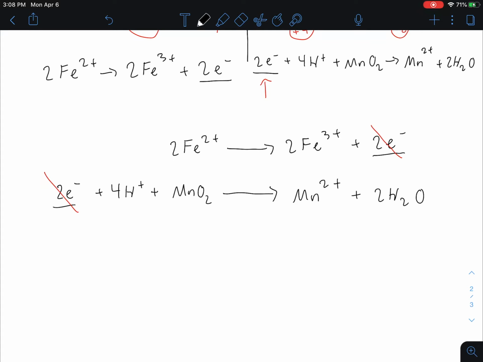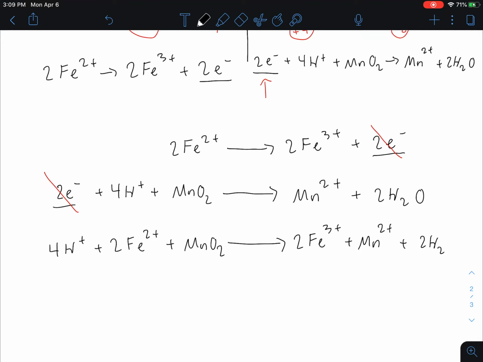It doesn't really matter the order you write your reaction, and usually I put the extra stuff like H plus and water on the ends, but it's totally up to you. So with that in mind, it would become 4H plus 2Fe2 plus MnO2 makes 2Fe3 plus Mn2 plus 2 waters.